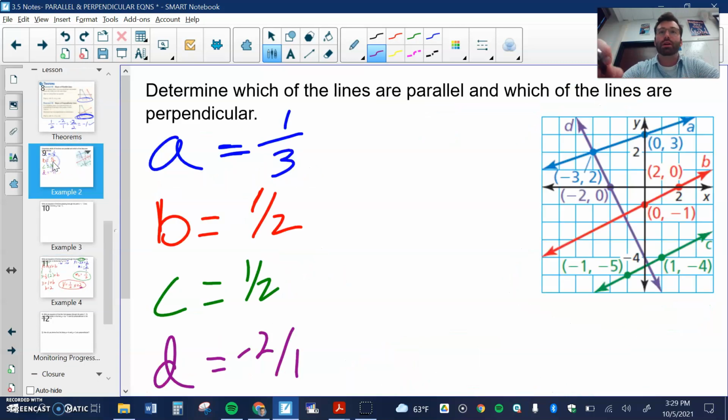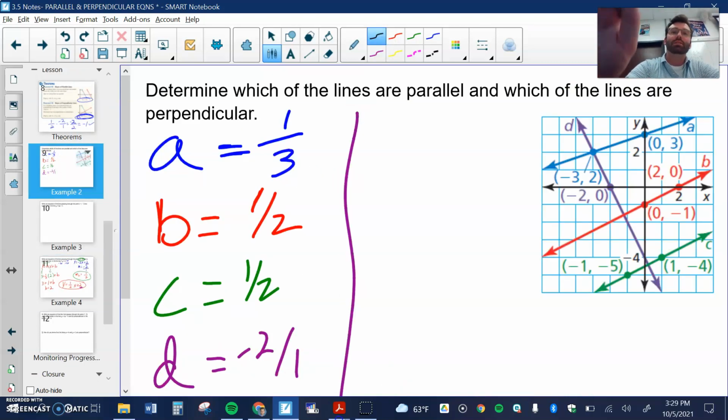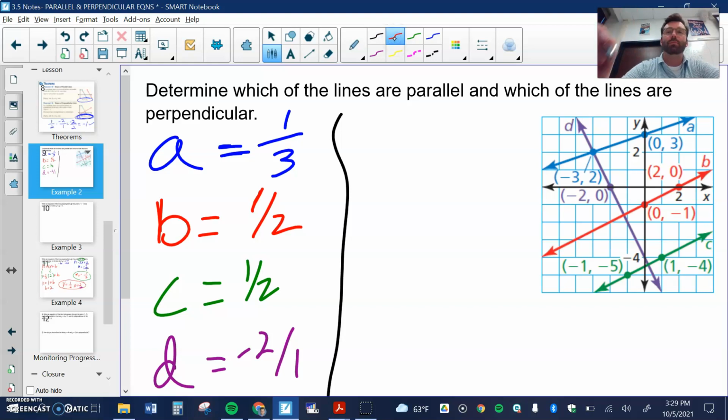I actually want to go back to this problem. I forgot to do something here. Let's go back to this. The second part of this question asks you to determine which lines are parallel and which ones are perpendicular. Well, parallel lines will have the same slope. So lines with the same slope are B and C. So I'm going to say B is parallel to C.